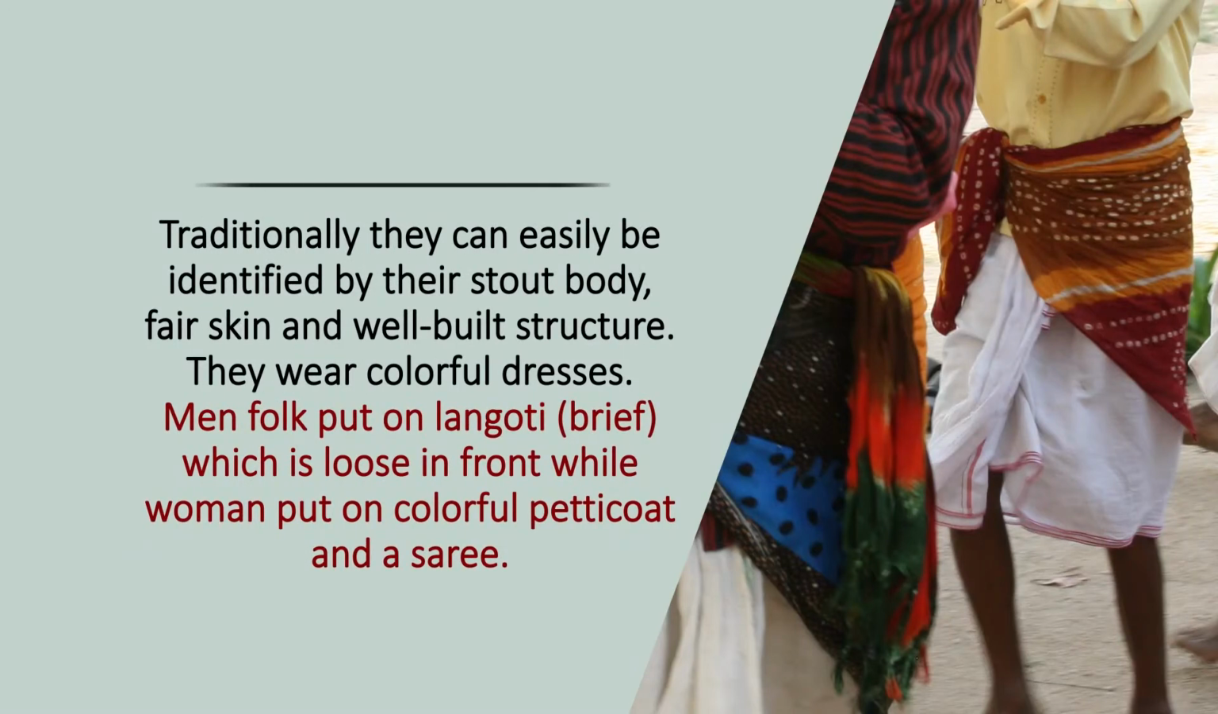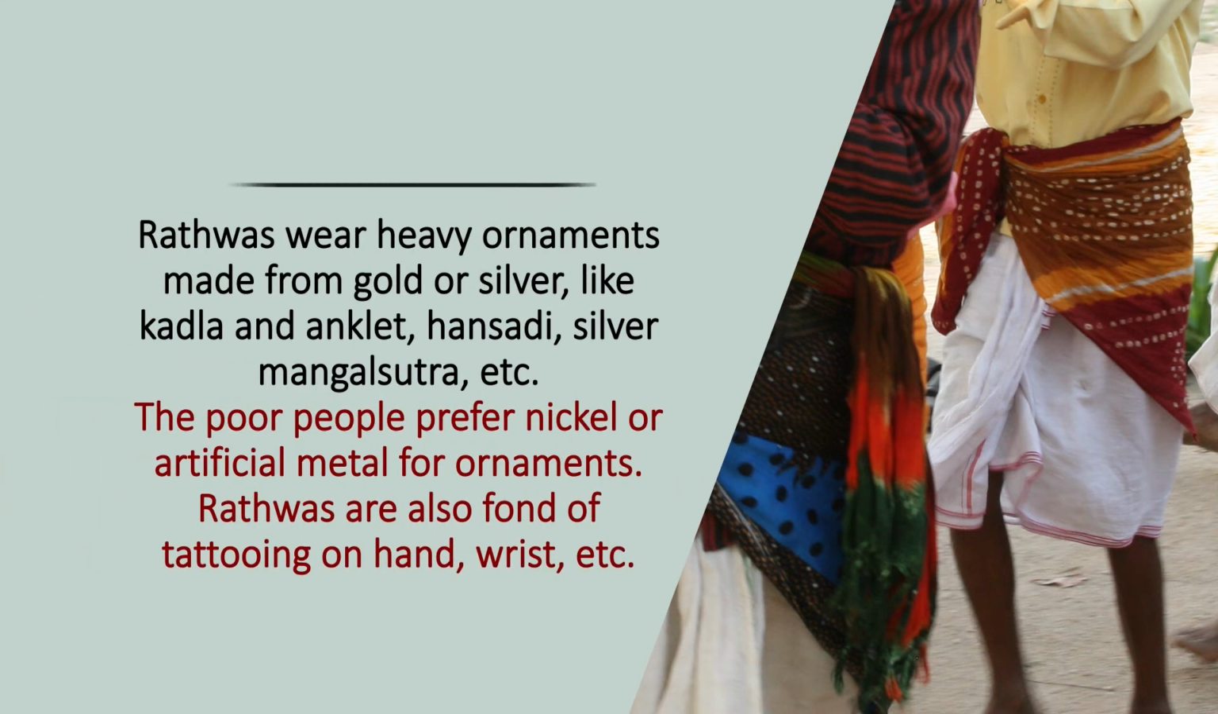Traditionally, they can easily be identified by their stout body, fair skin, and well-built structure. They wear colorful dresses. Menfolk put on langoti, which is loose in front, while women put on a colorful petticoat and a sari. Ratwas wear heavy ornaments made from gold or silver like kadla, anklet, hansadi, silver mangalsutra, etc. The poor people prefer nickel or artificial metal for ornaments. Ratwas are also fond of tattooing on hand, wrist, etc.